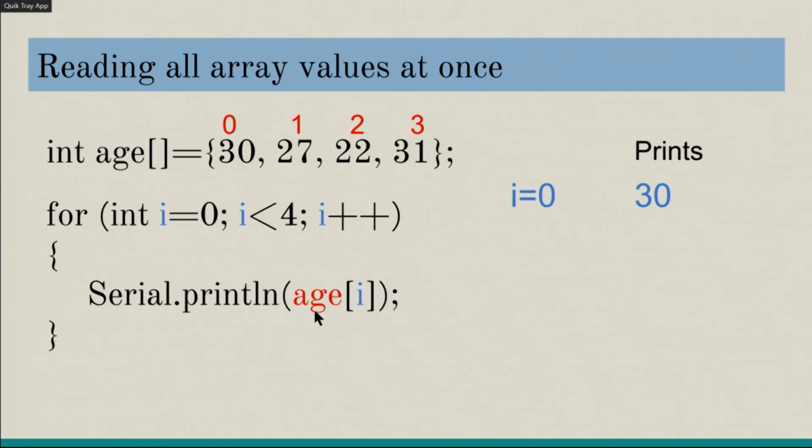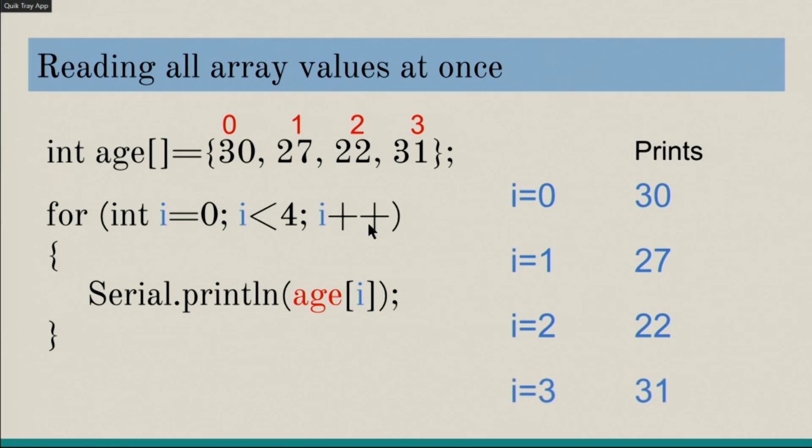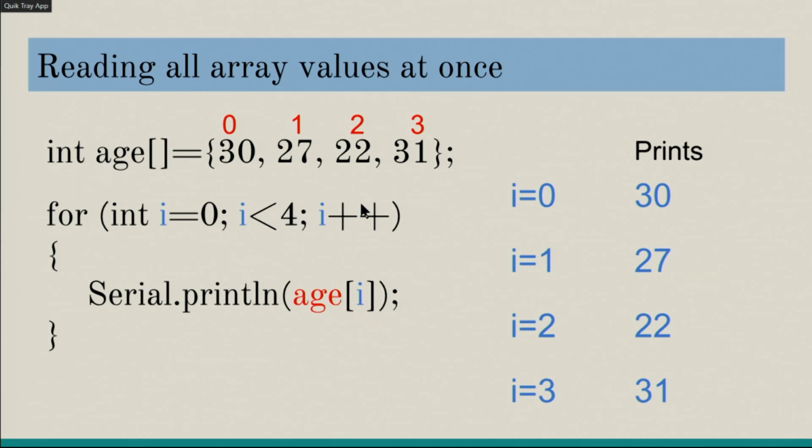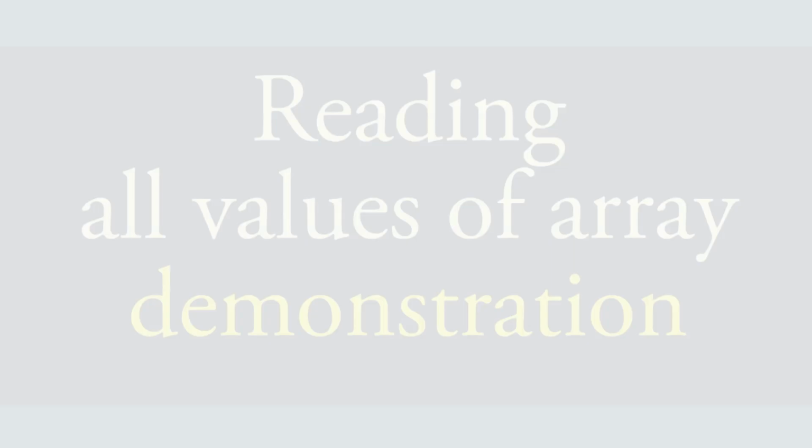So imagine that when I is 0 this is 30, and then when I is 1 it will print 27, and then when I is 2 it prints 22. When I is 3, which is smaller than 4, it prints 31. After that it goes back, makes it 4, which is not smaller than 4, and exits.